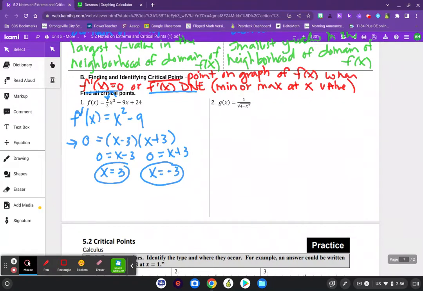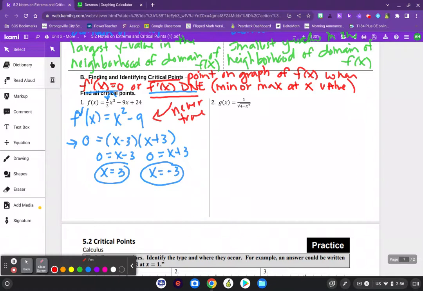Algebraically, I found that that occurs for f at an x value of 3 and an x value of negative 3, okay? Or I can look to see when the derivative does not exist. The thing is, though, that's never the case for a quadratic. There's no value of x where my derivative doesn't exist because there are no vertical asymptotes, there are no holes, there are no corners when it comes to a quadratic function, okay? And so I don't have to worry about that part when it comes to a polynomial.